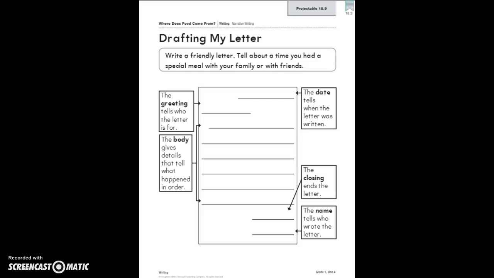Now it's time to draft your letter. I want to remind you that your letter should include the date, a greeting, and a closing. The date is what we write first. It tells when the letter was written. Our greeting tells who the letter is for. The body gives the details that we listed in our graphic organizer. The closing ends the letter, and the name tells who wrote it. So join me as I draft my letter.